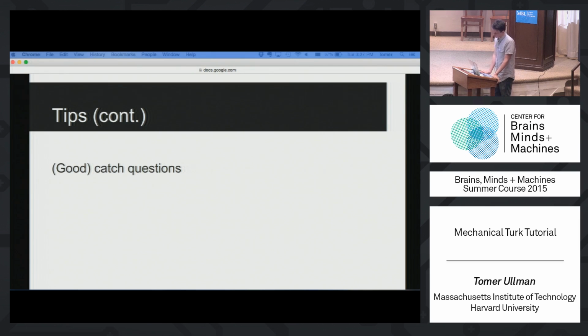Have good catch questions. This is good both for knowing who to reject and making sure that they're paying attention. Catch questions are the sort of thing that you would put in the middle of your survey, at the end, or at the start, just to make sure that they are paying attention. Ideally, it would also check that they have actually read the instructions and know what they're supposed to be doing. Sometimes even if they're paying attention, they didn't get the instructions. There's a bunch of different ways of doing this. I'm sure you guys can come up with your own ways. I'm just giving you some examples of what people I know have done.